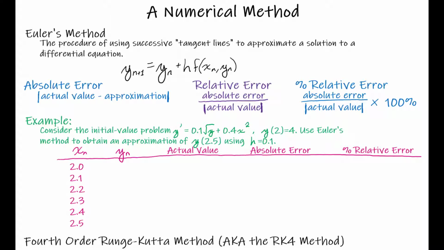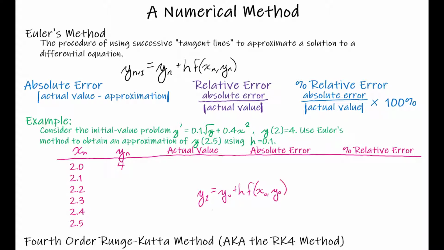So y sub 0, which will occur when x sub 0 is 2, is 4. So I'm given my starting point of 4 for y. Now, to find y sub 1 when x is 2.1, I'm going to use the Euler's method formula. It tells me that y sub 1 is going to equal y sub 0 plus h times f of x sub 0, y sub 0.